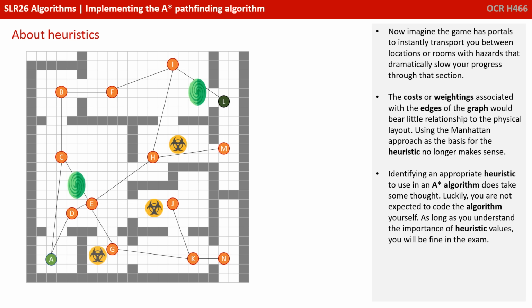Now imagine the game has portals to instantly transport you between locations or rooms with hazards that dramatically slow your progress through that section. The costs or weightings associated with the edge of the graph would now bear little relationship to the physical layout. Using the Manhattan approach as the basis for the heuristic no longer makes sense. So identifying an appropriate heuristic to use in an A-star algorithm does take some thought. Now luckily you're not expected to code the algorithm yourself. As long as you understand the importance of heuristic values, you'll be fine in the exam.